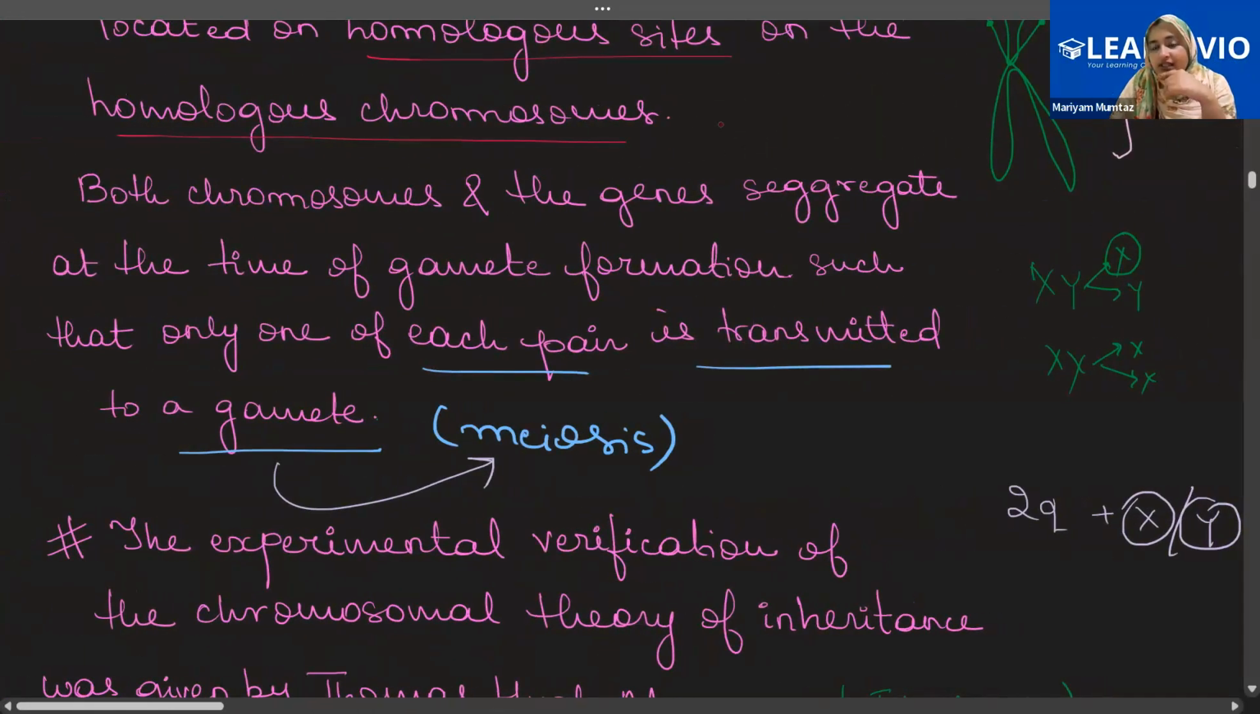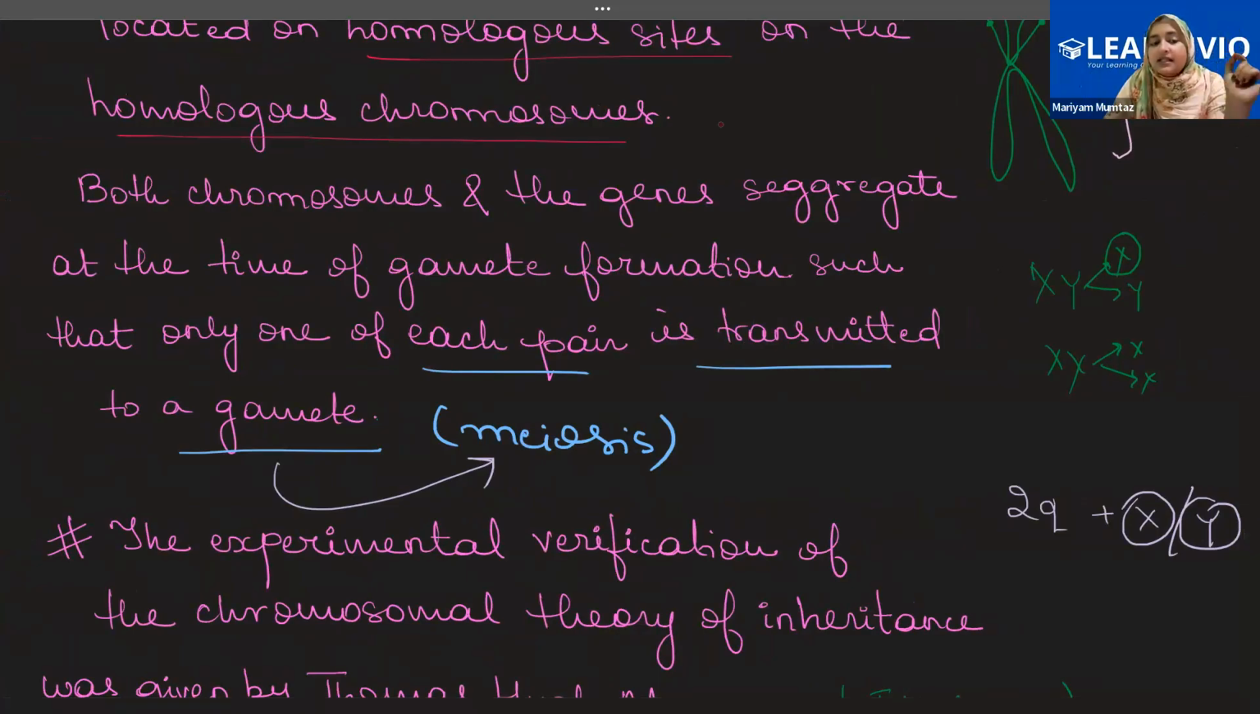Both chromosomes and the genes segregate. Segregate means separate at the time of gamete formation, such that only one of each pair is transmitted to the gamete. Always remember it as 2n, and then haploid, just for understanding.